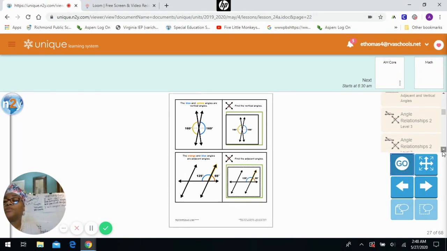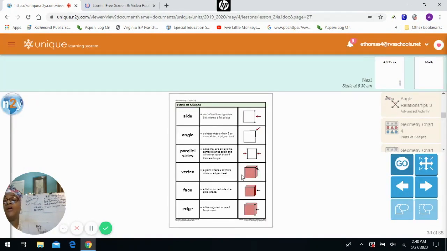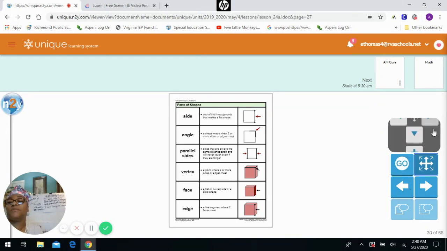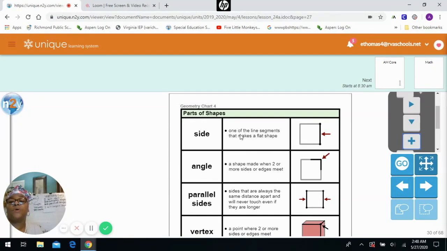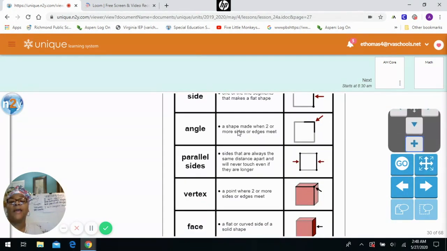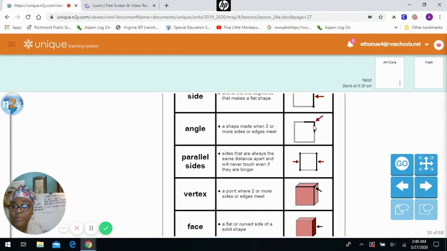All right, let's go on to chart number 4. We have parts of shapes. All right, so these are parts of shapes usually. All right, so we have a side. We have a side. It says one of the line segments that makes a flat shape. Angle, a shape made with two or more sides or edges meet. See how it has there? Two or more sides. That could be anything. That's the corner of a book, the corner of a chair.